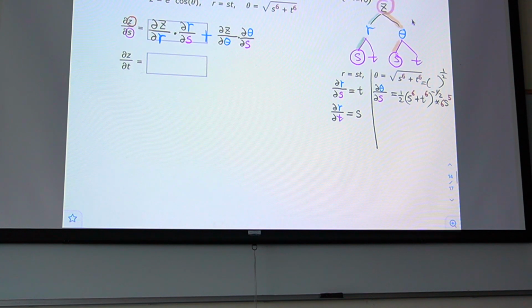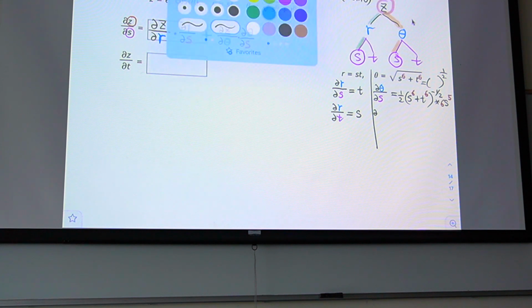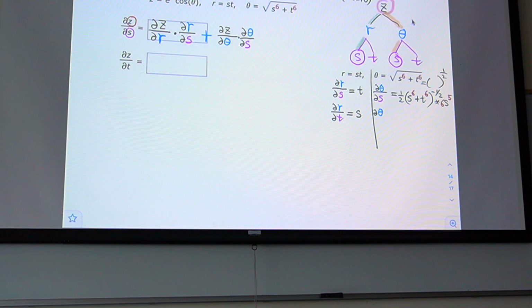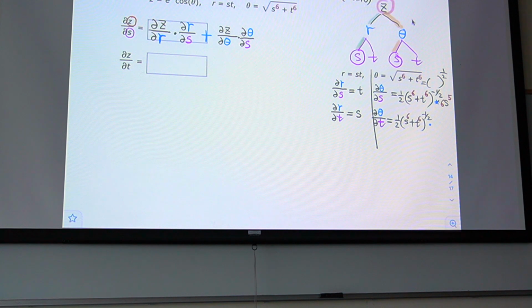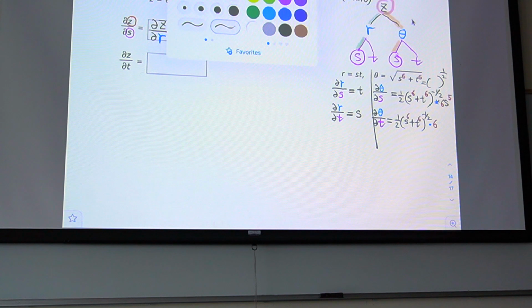Okay, now let's try, since you're doing so well, let's find the partial of beta with respect to t. It's kind of similar, same, right? Same thing, by symmetry, right? So it's going to be 1/2, and then times, but this time it's going to be times what? T. Times 6t to the fifth power, right? Okay, good job.